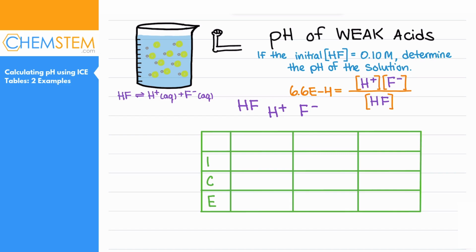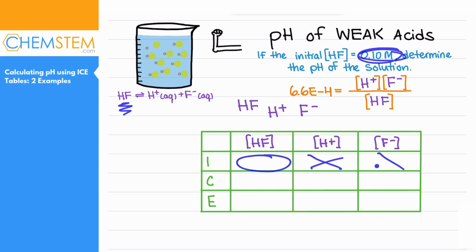In that top row, we're going to put the species. So we have HF. We do not ever put water. So we have HF, the hydrogen ion, and the fluoride ion. Because these are concentrations, we're going to put square brackets around them. Let's think about what is going on initially. When we first drop the acid into the water, there's just that initial concentration of HF. So we have something here, but there will be nothing here and here, because those haven't been created yet. They haven't started to form via dissociation.